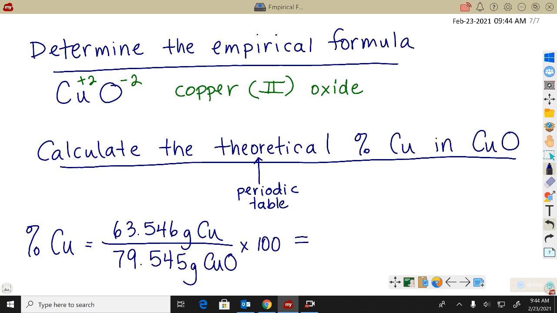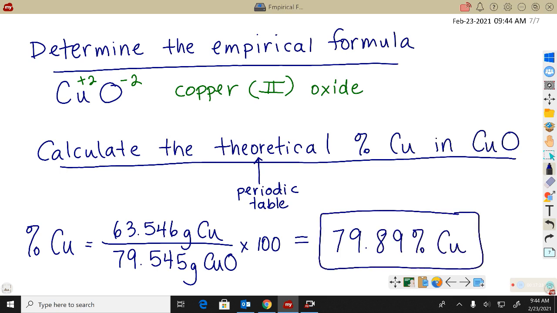Let's see what we should be looking at. 63.546 divided by 79.545 times 100 leaves me at about 79.89% copper.